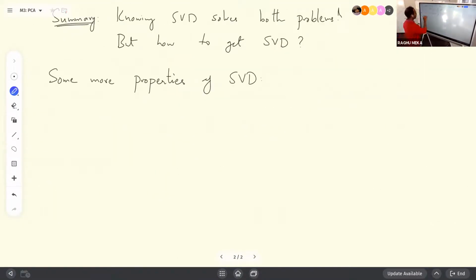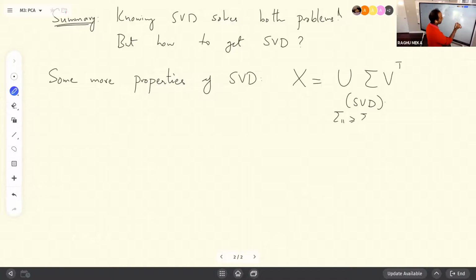Okay, so the first one is that suppose I tell you, I'm not going to draw the picture again, but X is U sigma V transpose, an SVD. The entries of sigma, we write them in decreasing order, and these are called the singular values. Just as we defined singular vectors, the entries of this middle matrix sigma are called singular values, just numbers. So this is called the first singular value. This is the second singular value, and so on.